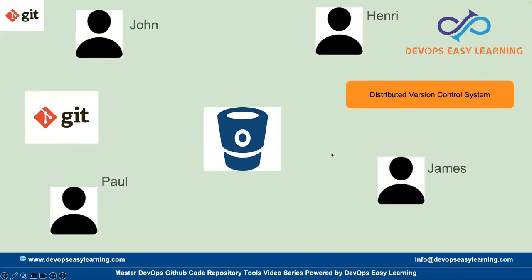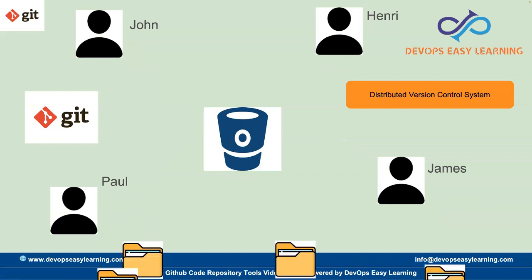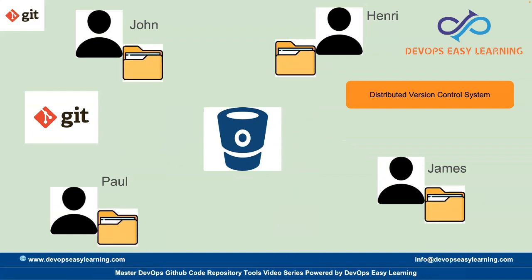4 users. And the advantage of this is that all the 4 users are going to have the code locally, meaning that all of them are going to have the piece of code on their laptop, on their virtual machine, or anywhere that they have Git installed. So John is going to have his own piece of code. Henry is going to have his own piece of code. James is going to have his own piece of code. Paul is going to have his own piece of code.